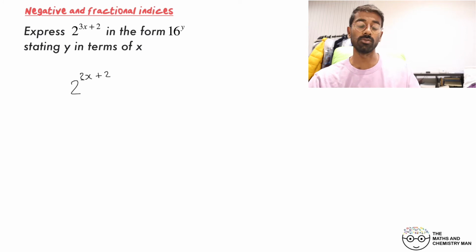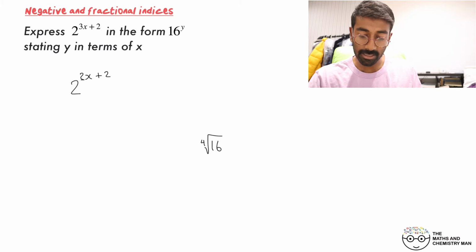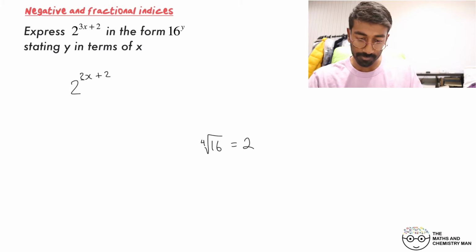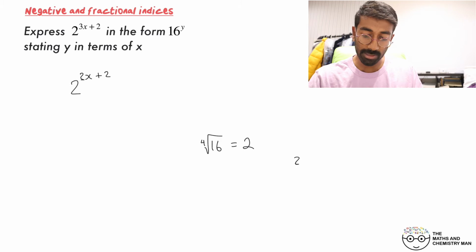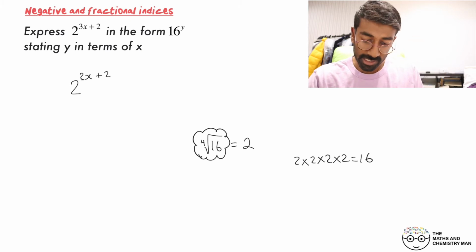Now this one here, a little bit more tricky. So you've got 2 to the power of 3x plus 2. And what you need to do is now rewrite this in the form of 16 to the power of something. Now, what do we know? Well, we know that the 4th root of 16 is equal to 2. And that's because 2 times 2 times 2 times 2 will give you 16. But then this here, the 4th root of 16, how else can we write that? We can turn that into an indice, and we can say that's 16 to the power of a quarter.